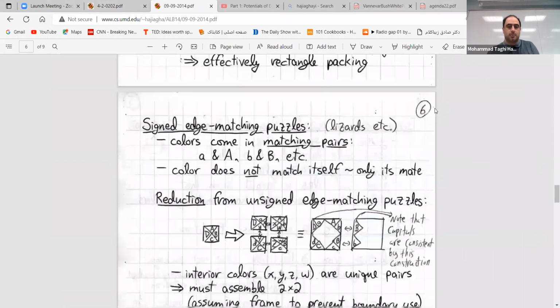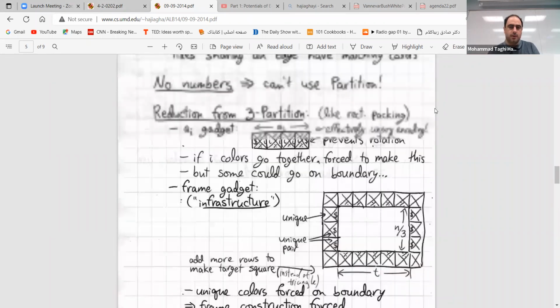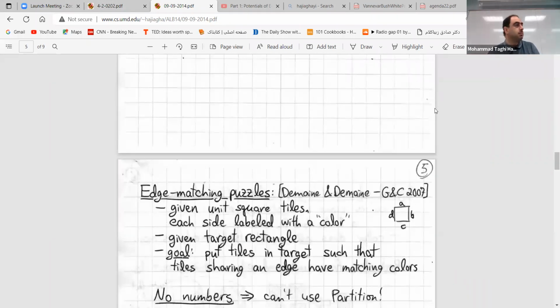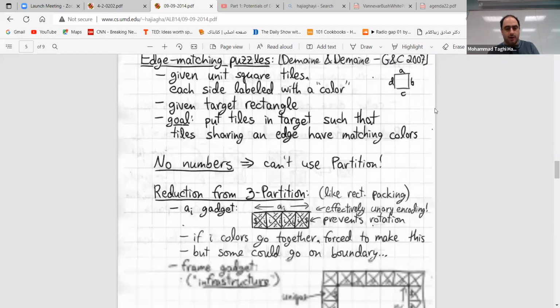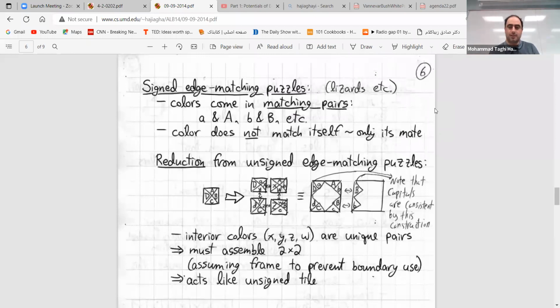So this is the rectangle packing. The other problem, the first puzzle name was edge matching puzzle. The other one is signed edge matching puzzle. What is the signed edge matching puzzle? It's very similar to the previous case.